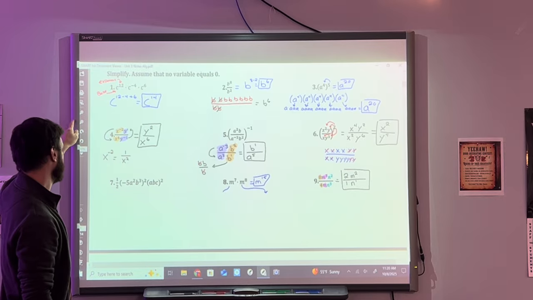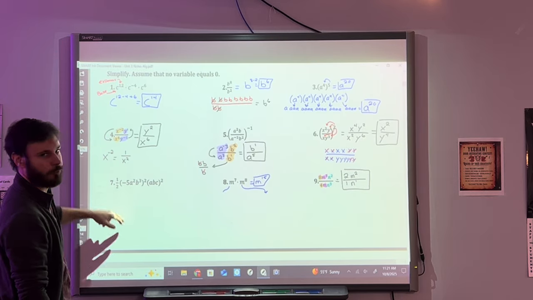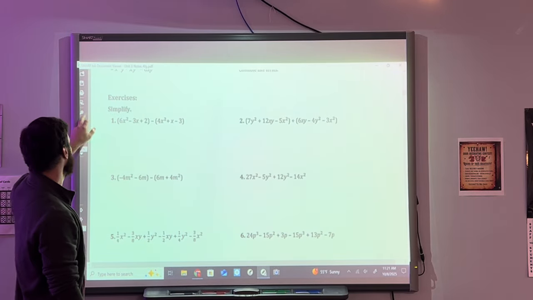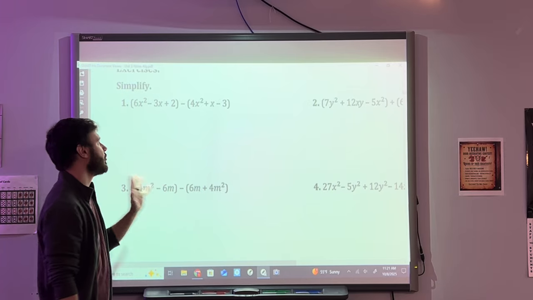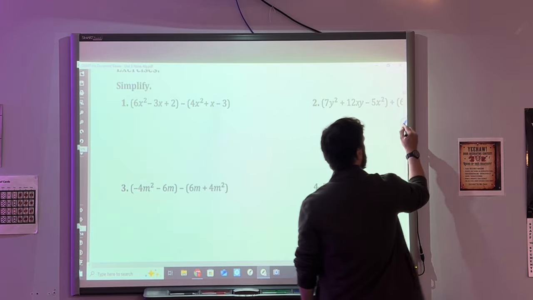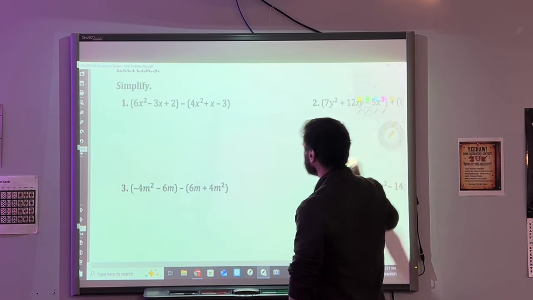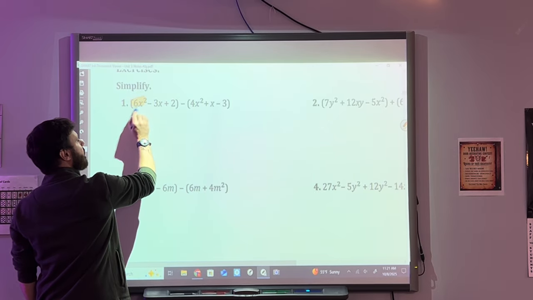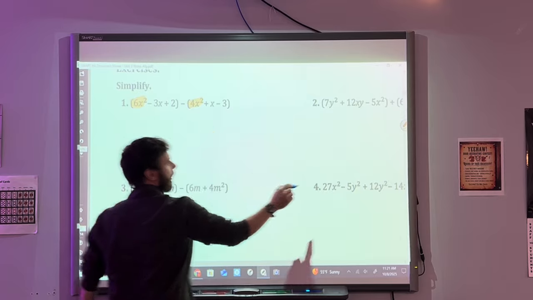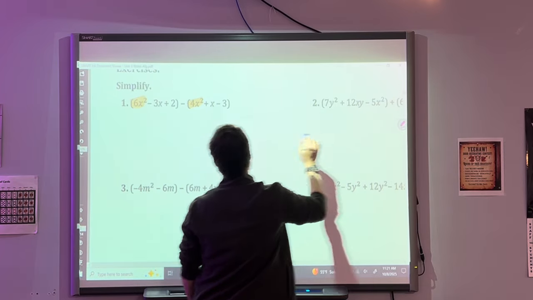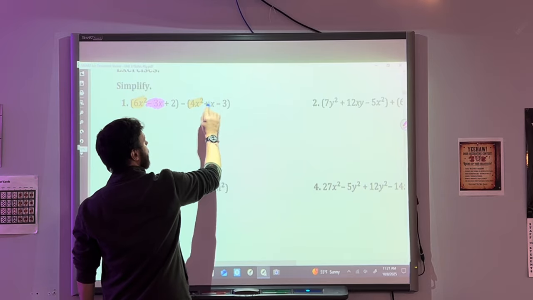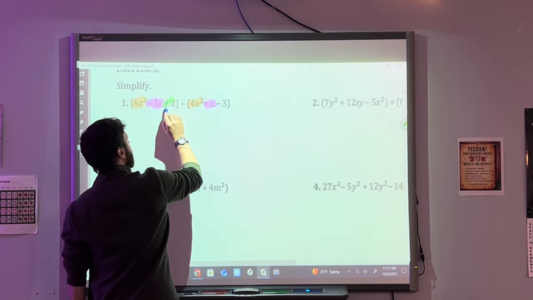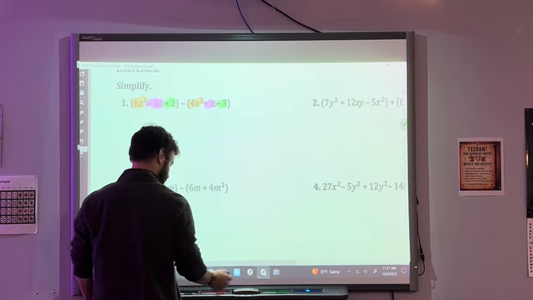Let's do number 7. No, let's not do number 7. Keep it moving. All right, we need to simplify. So we're going to combine like terms, really is all we're doing. So all of my x squareds, I'm going to compare them. 6x squared, 4x squared, negative 3x plus an x, plus 2 minus 3.